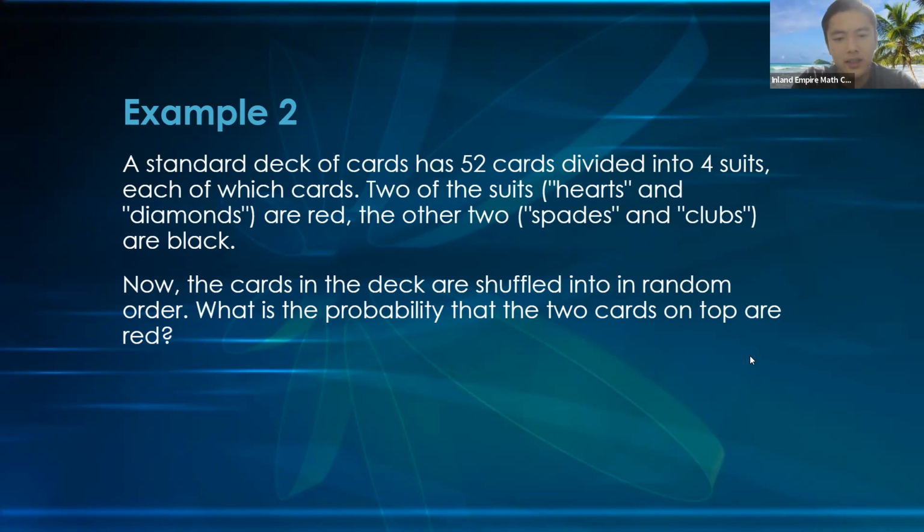So now the question is, the cards in the deck are shuffled into a random order. What's the probability that when you take the 2 cards on top, the 2 cards are going to be red? In other words, if I put the cards in a random stack, what's the probability that the 2 cards on the very top are red? So why don't we think about this for a second? If you have an idea of how to solve this, feel free to type it into the chat or just yell it out.